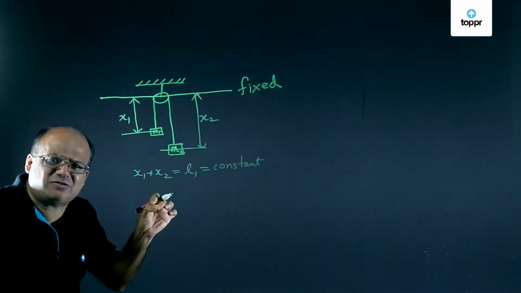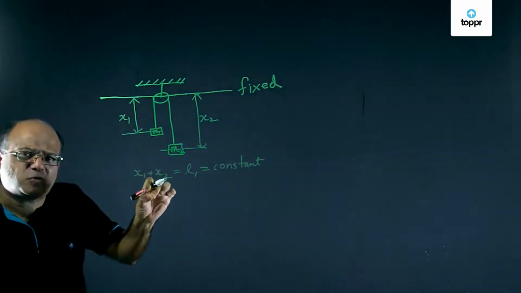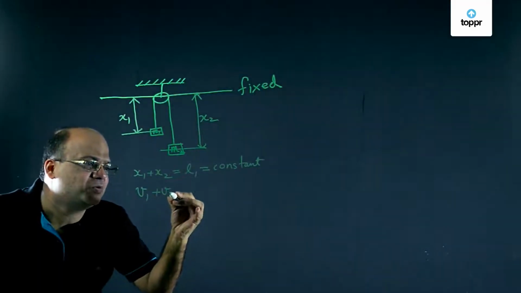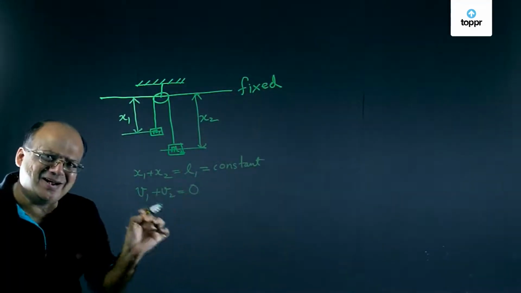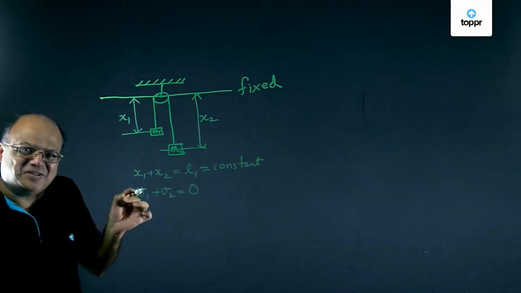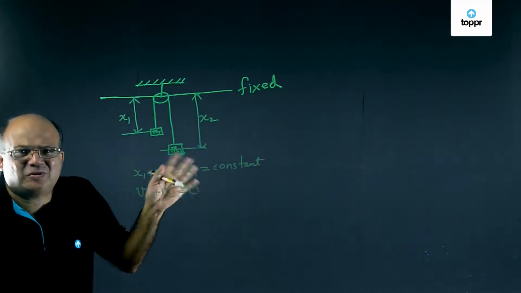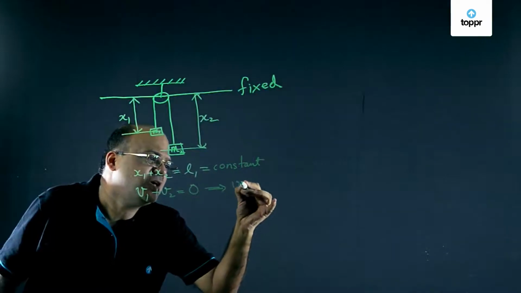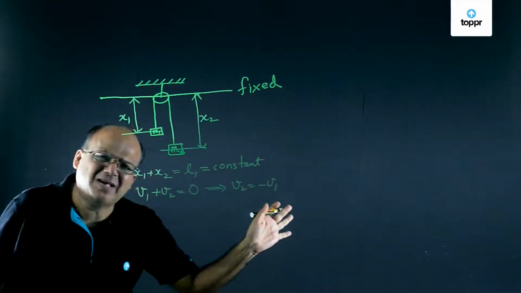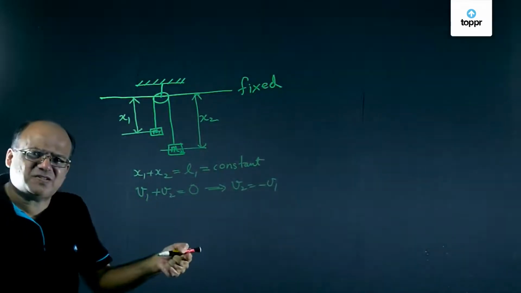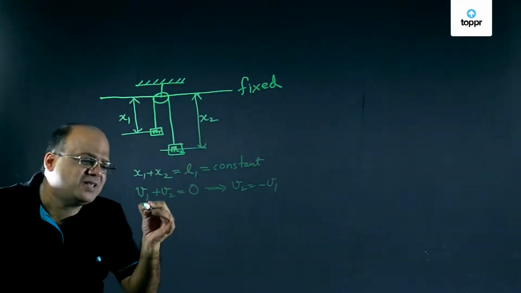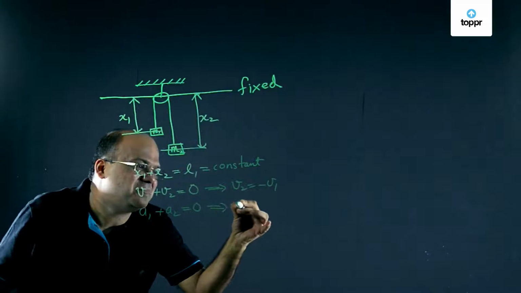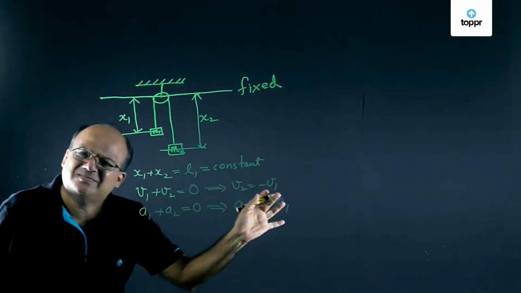So this is the string constraint. And if we differentiate this equation with respect to time, we'll get V1 plus V2 equal to 0. Remember, differentiation of a constant with respect to time or anything else will be 0. So V1 plus V2 is 0. From here we get the velocity relationship V2 equal to minus V1. As simple as that. Now if we differentiate this equation once more with respect to time, then we'll get A1 plus A2 is equal to 0. This implies A2 equal to minus A1.